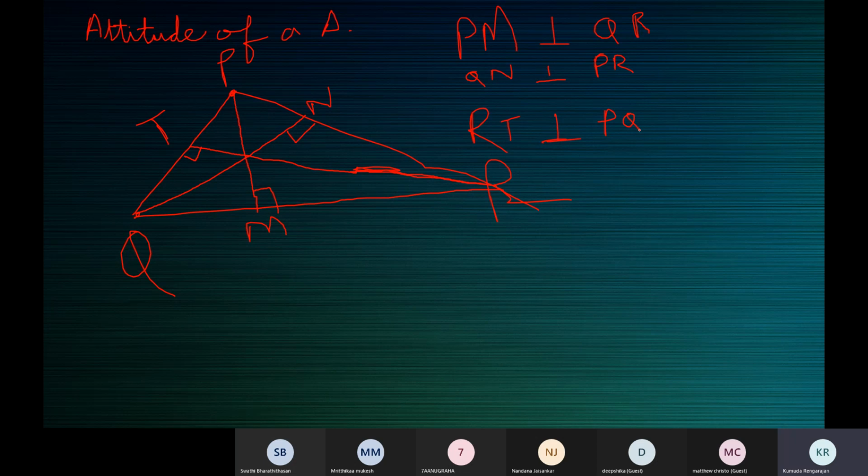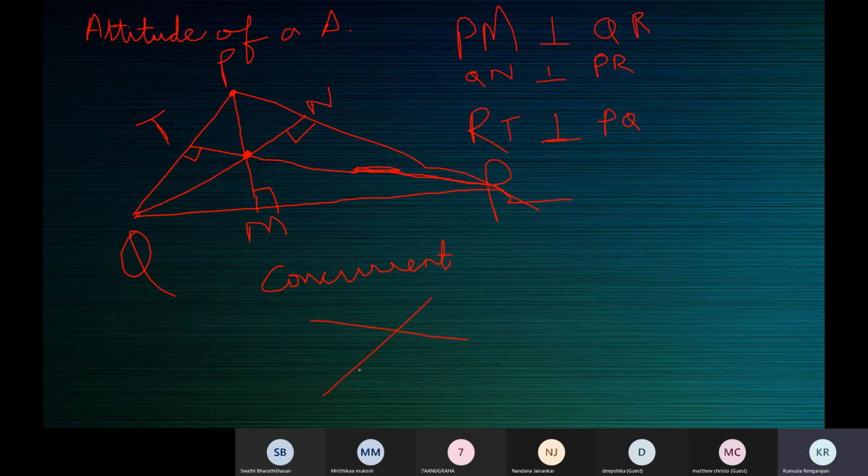Ma'am, and the middle point of all these three altitudes is said to be a centroid, ma'am. Okay, now the three altitudes go through the same point in every triangle. In every triangle, the three altitudes will go through the same point. That is, the altitudes are said to be concurrent. Concurrent means they pass through the same point.